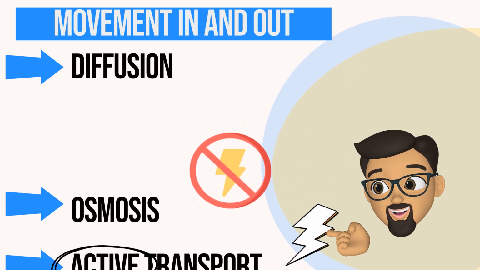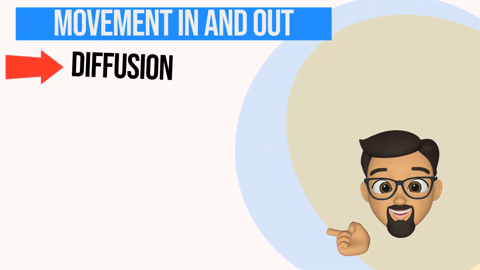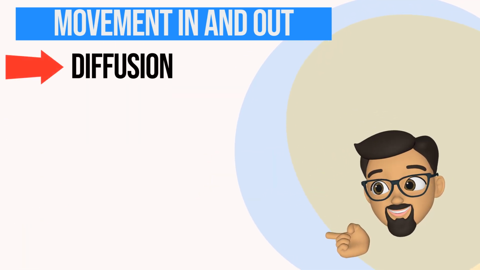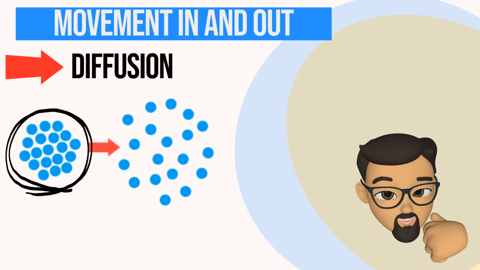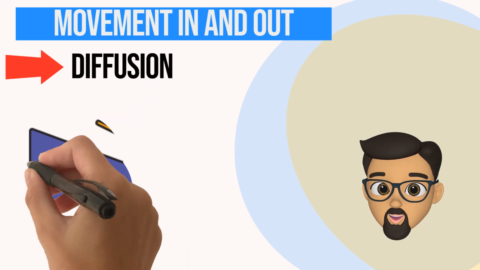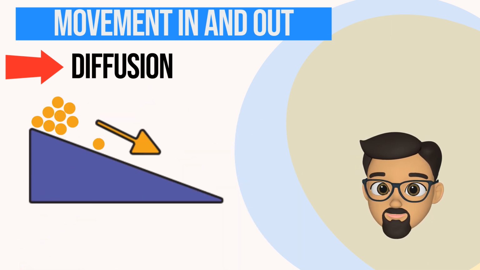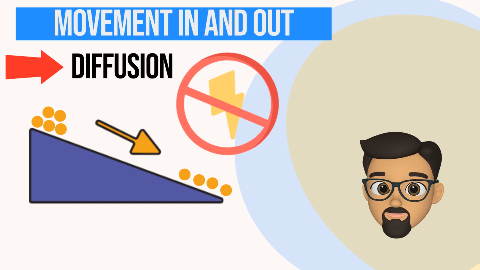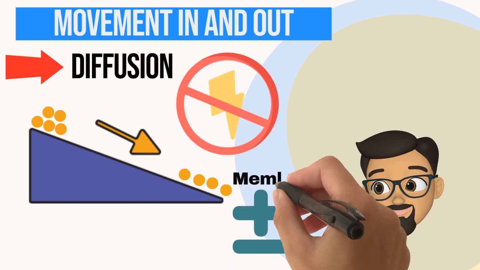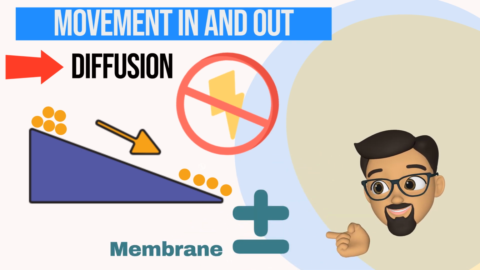Let's start with diffusion. If you want to define diffusion properly, you must know the following keywords. Number 1. It is the net movement of particles from high concentration to low concentration. This is what we call down a concentration gradient. Number 2. This movement happens as a result of the random movement of particles. Number 3. Diffusion does not require energy. Number 4. Diffusion can happen across a membrane, and it can also happen without a membrane.